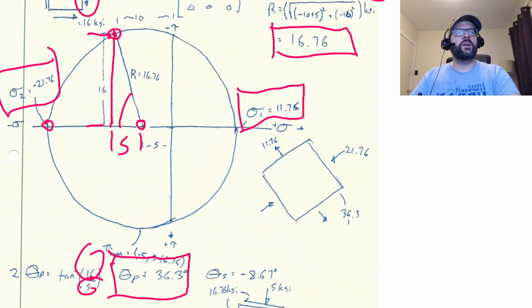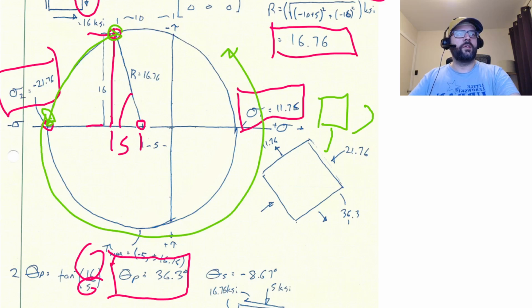So yeah, here we go. A square that's rotated 36.3 degrees. So again, to go from this point to this point, we're going to need to be rotating counterclockwise. So to go from this square to that, we rotate this counterclockwise.